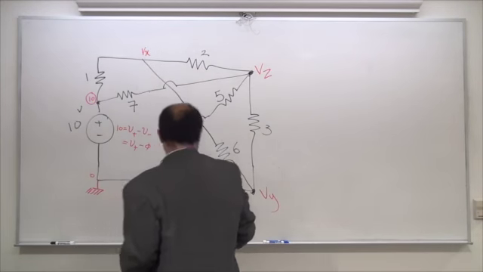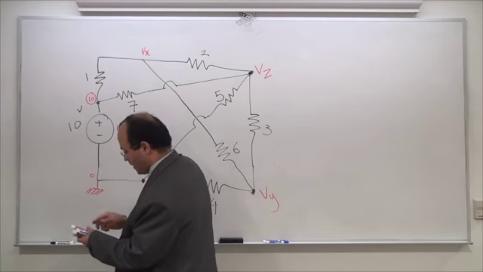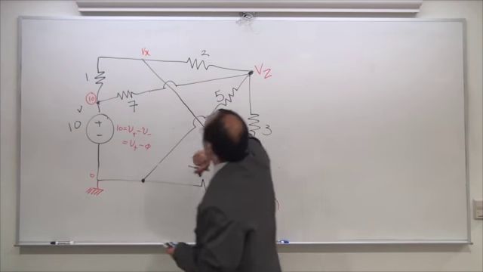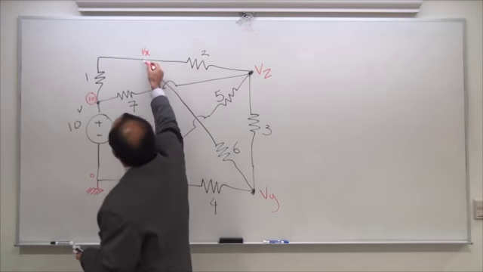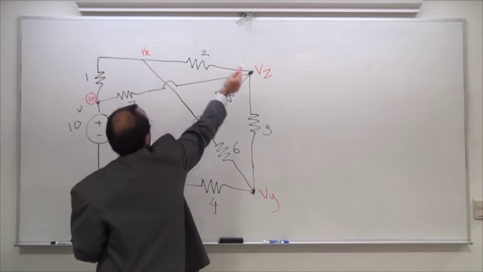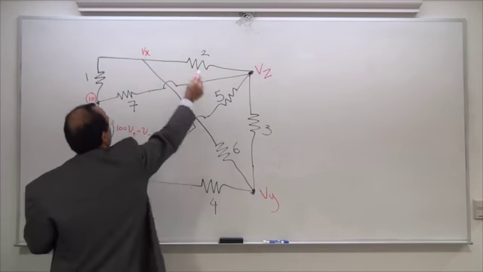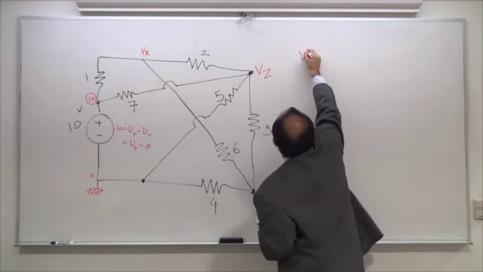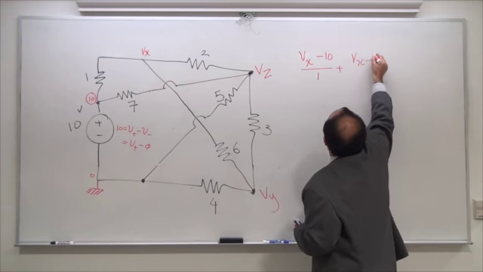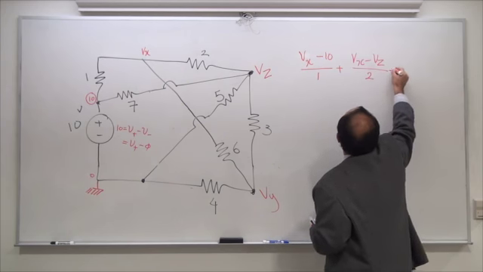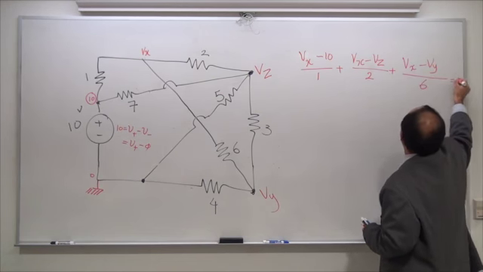Now we are in good shape. This node, you already know what the voltage is. You don't have to write the KCL law for it. Let's write the KCL law or nodal equation for Vx. Vx minus 10 divided by 1, Vx minus Vz divided by 2, Vx minus Vy divided by 6. That's all. You have 3 components attached. Vx minus 10 divided by 1, Vx minus Vz divided by 2, Vx minus Vy divided by 6 is equal to 0.